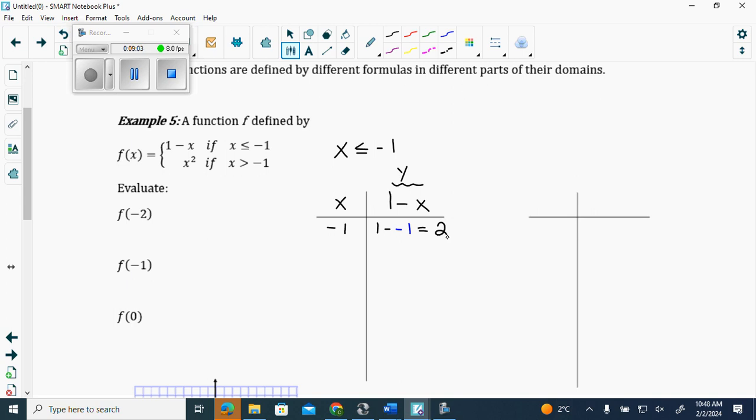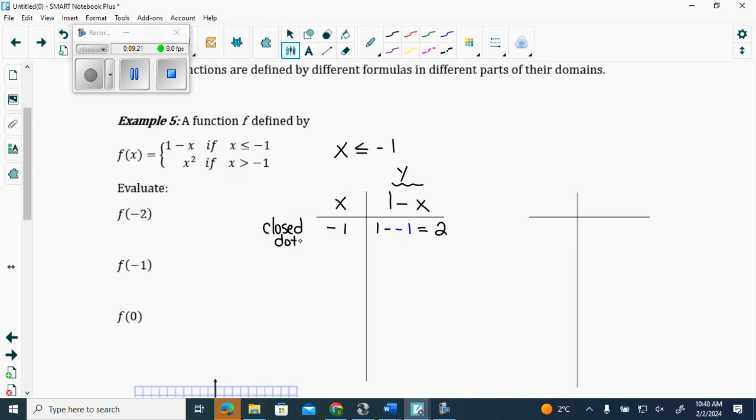And then for my own little welfare, I'm going to say closed dot. Why am I going to say closed dot? Help myself out. What's my domain? Equal to -1, right? So I'm going to have a closed dot at that coordinate.